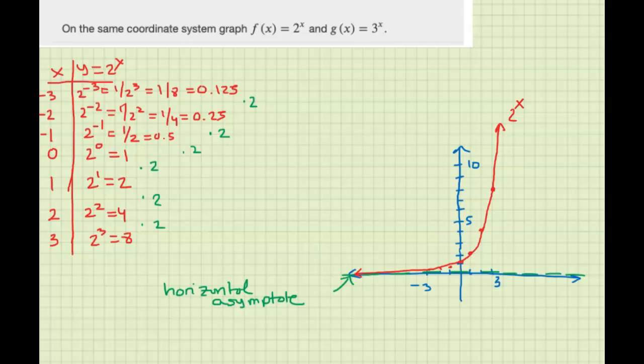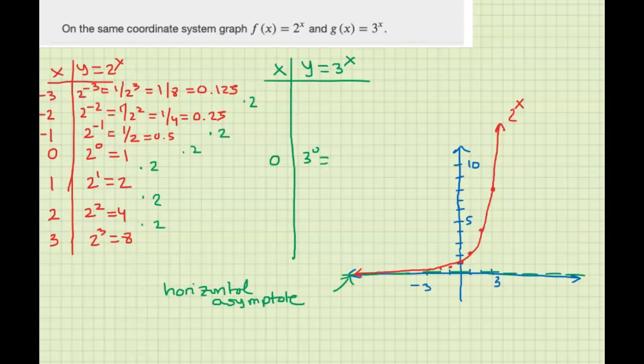All right, let's graph 3 to the x. So I'm going to make a new table. I'm going to say y equals 3 to the x. Start with 0. 3 to the 0 is 1 again. 3 to the 1 is 3. 3 to the 2 is 9. 3 to the 3 is 27. Ooh, those numbers are getting much bigger because we're multiplying by 3 now. So 1 times 3 is 3, times 3 is 9, times 3 is 27. So they're growing a lot quicker.